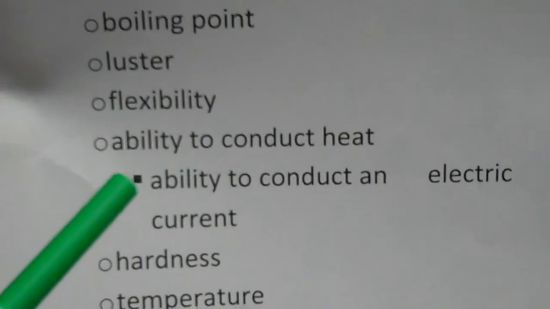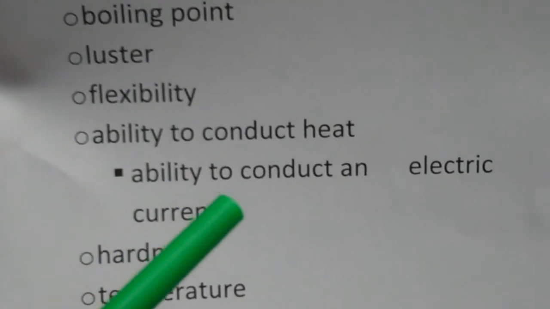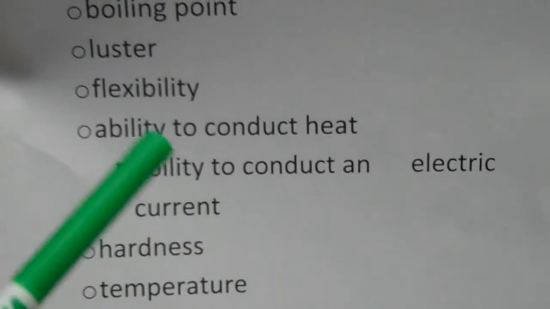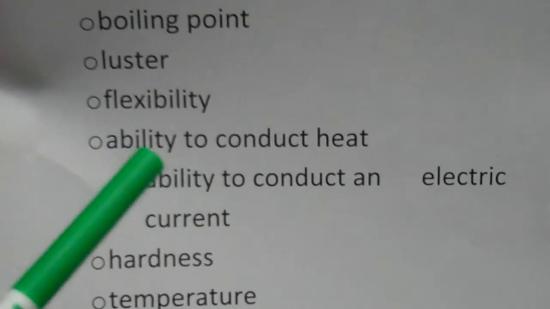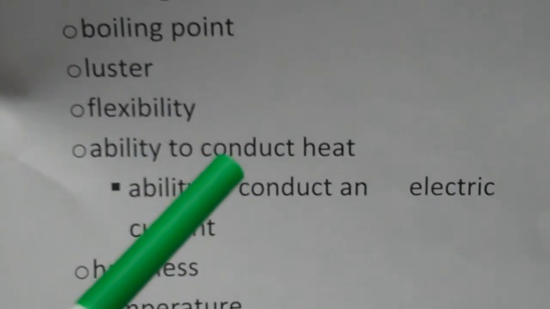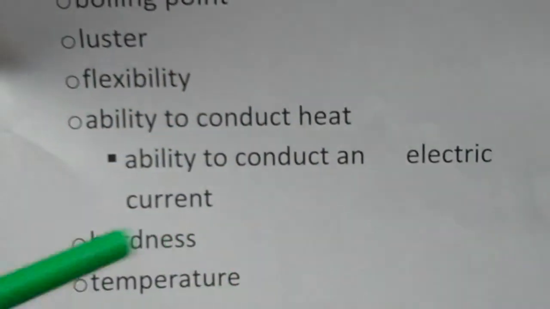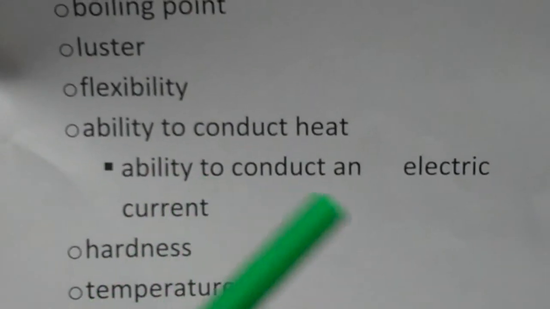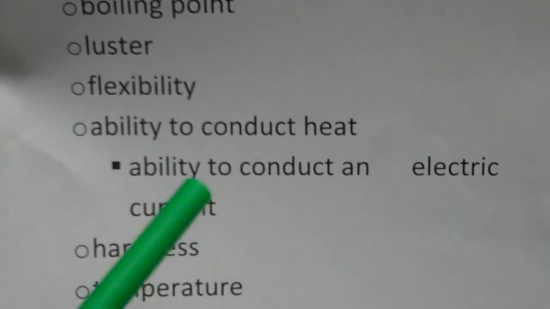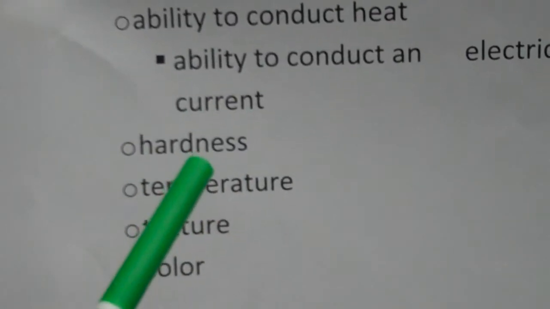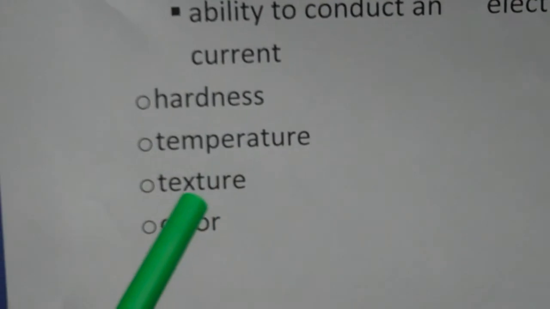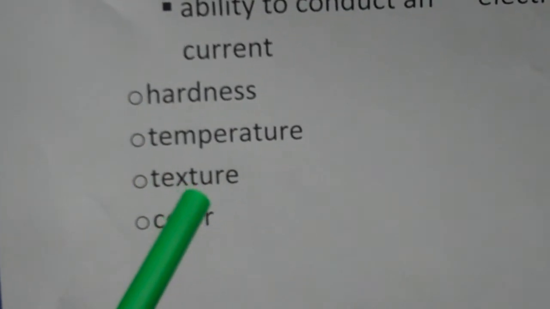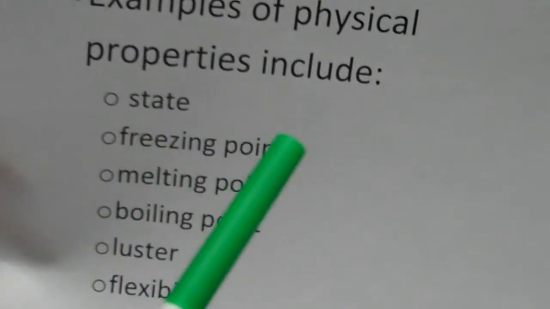Ability to conduct heat. Ability to conduct an electrical current. Those are two different things. Sometimes things can conduct heat, like if you touched a pot on a stove, it's able to transfer the heat through it. Whereas conducting electricity is like copper wires that let the current go through. How hard is it? The hardness, temperature, texture, like soft, rough, sandy, and what color it is. Those are all examples of the physical properties.